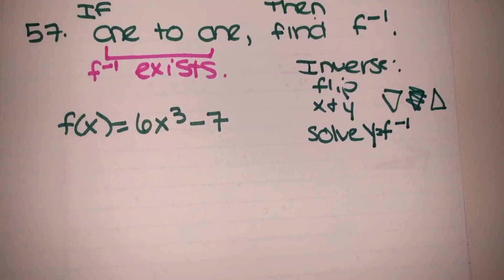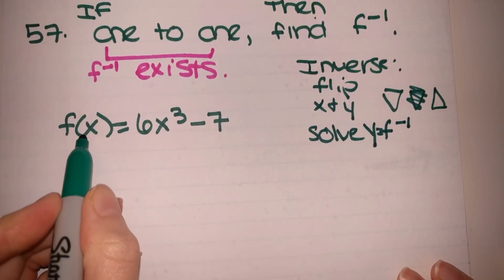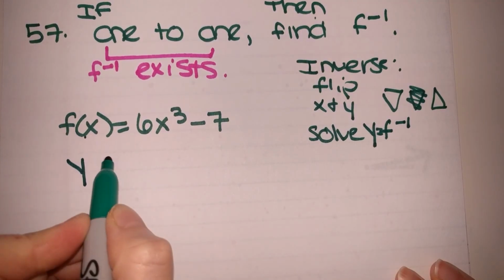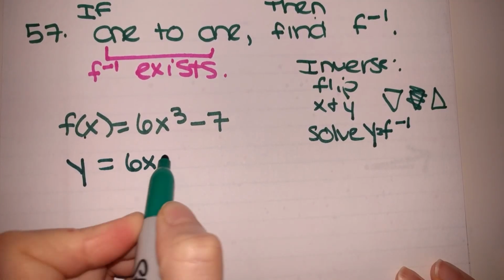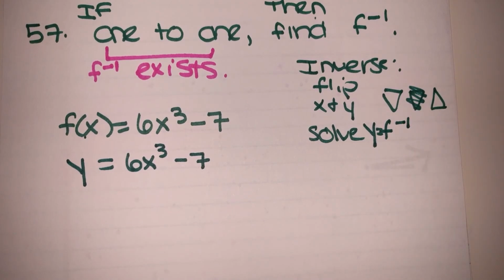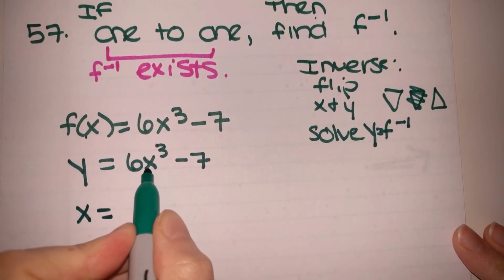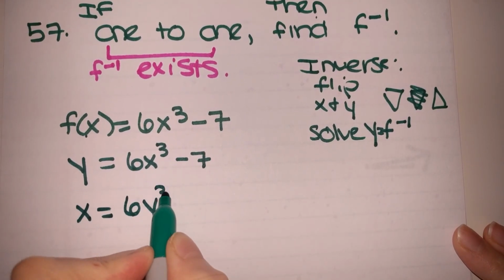variable. So when we're looking at f of x is equal to, the first thing we're going to do is convert the f of x, of course, to what it is, our y, and then y is equal to 6x cubed minus 7. Now, in order to flip this cone around, to flip this function around, we've got to switch the x and the y.